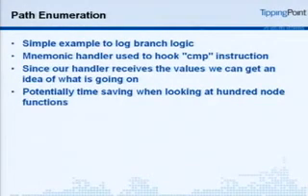Path enumeration. When we talked about complex code paths, we talked about needing to go from point A to point B, or figure out why a process can't get to a certain basic block. And with that, you can use something like this. It's a simple example of logging the branch logic used and what data is being compared in that branch. So we'll set a mnemonic handler to hook compare. And since our handler receives the values, we can get an idea of what exactly is going on in this function or this piece of code. And it's potentially time saving when looking at 100-node functions or a large piece of data.